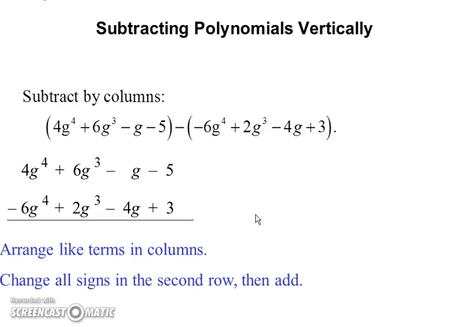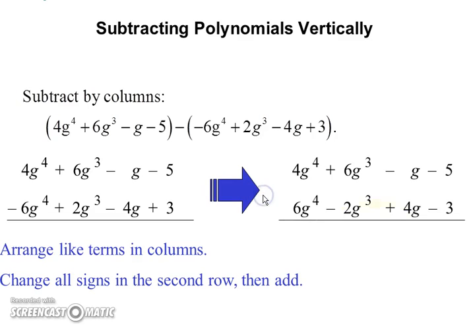Now take the second row, the polynomial that we're subtracting, and change all the signs. So like we have a minus 6g to the fourth. We have to change that to a plus 6g to the fourth. The 2g cubed becomes a minus 2g cubed. Minus 4g becomes a 4g, and you get the idea. Now at this point, we're ready to add the terms.